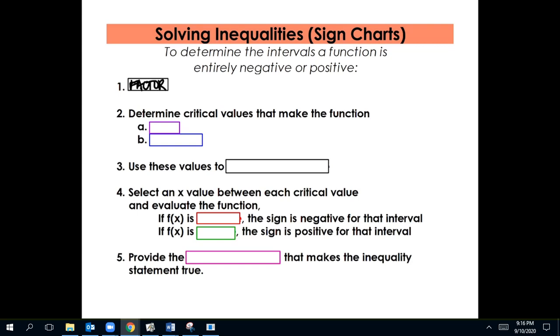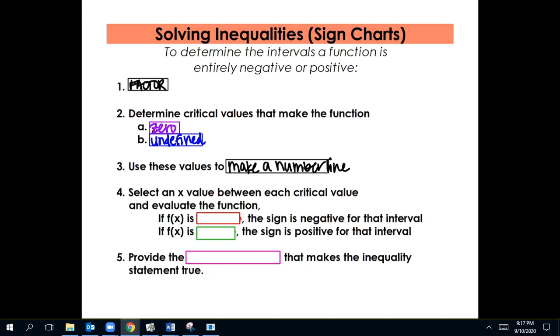And then once we factor, we're going to determine the critical values, just like I showed on the graph, that make the function. What we were looking at was when the function equals 0, and that is what goes in part A. And we're also doing rational functions, so we'll also look at what makes it undefined. And then we are going to use these values to make a number line. And then number 4, select the x value between each critical value and evaluate the function. I'll model that as we get closer to it.